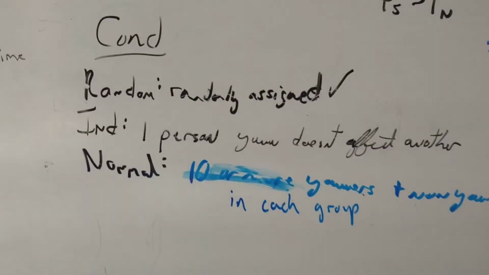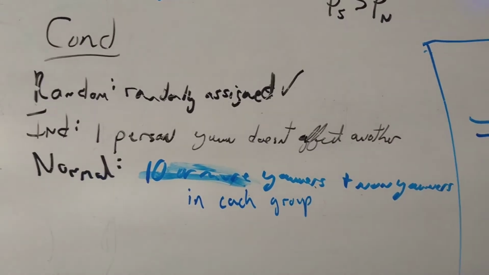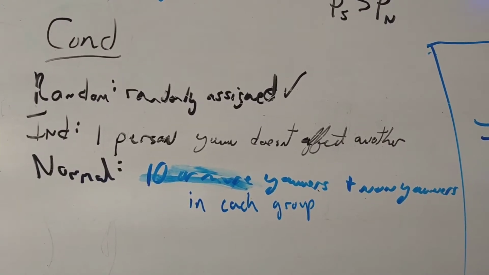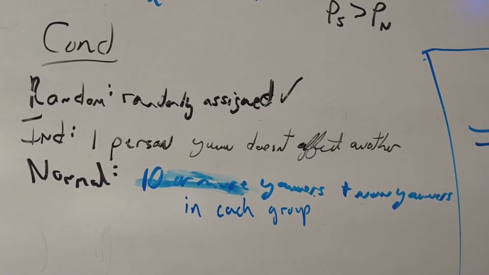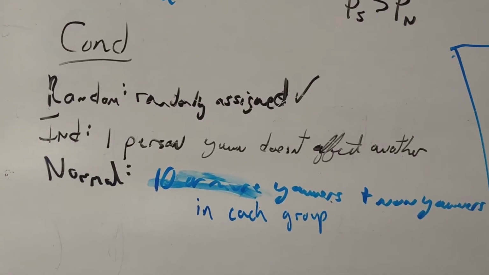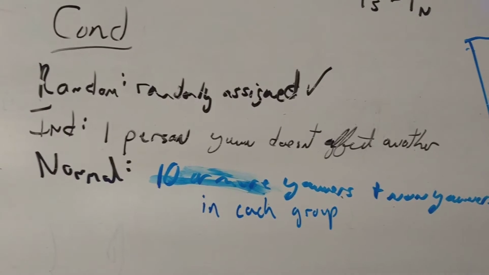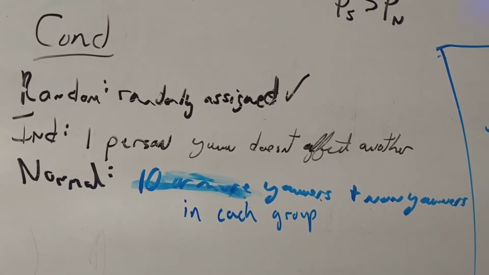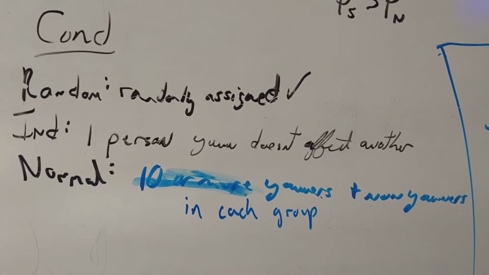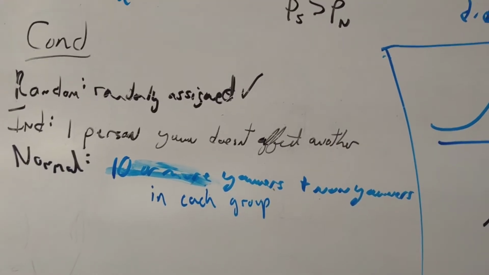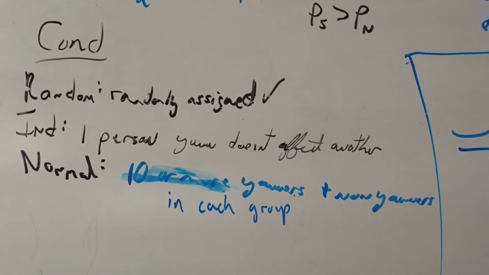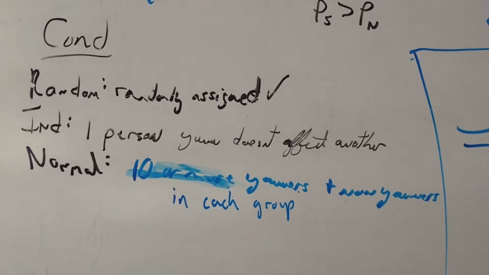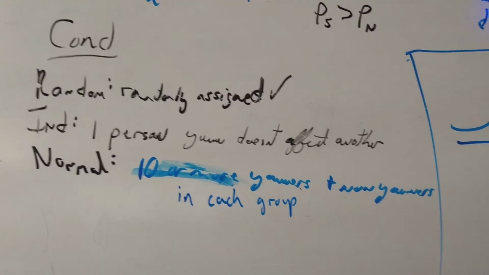I checked my conditions: random, normal, independent. Random: they were randomly assigned. People were randomly assigned to either a seed group or the non-seed group. Independent: one person should not affect another one. They were all separate from each other, so that should be fine. Normal: there were 10 or more yawners and non-yawners in each group. That's the NP greater than or equal to 10 and 1 minus P greater than or equal to 10 for each group. It's a little easier to write like that.